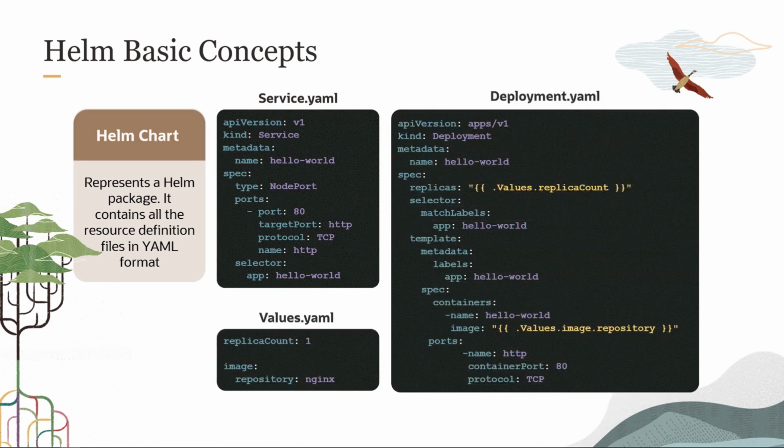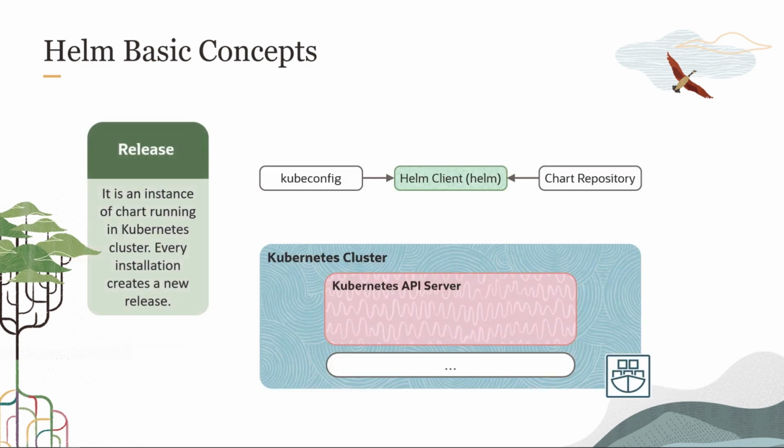The first one is the Helm chart. The Helm chart represents a Helm package. It contains all the resource definition files in YAML format needed to run an application, tool, or service. A chart usually comes with default configuration values in its values.yaml file. Some applications may run fully on default values, but you will typically need to override some of the configuration to meet your needs.